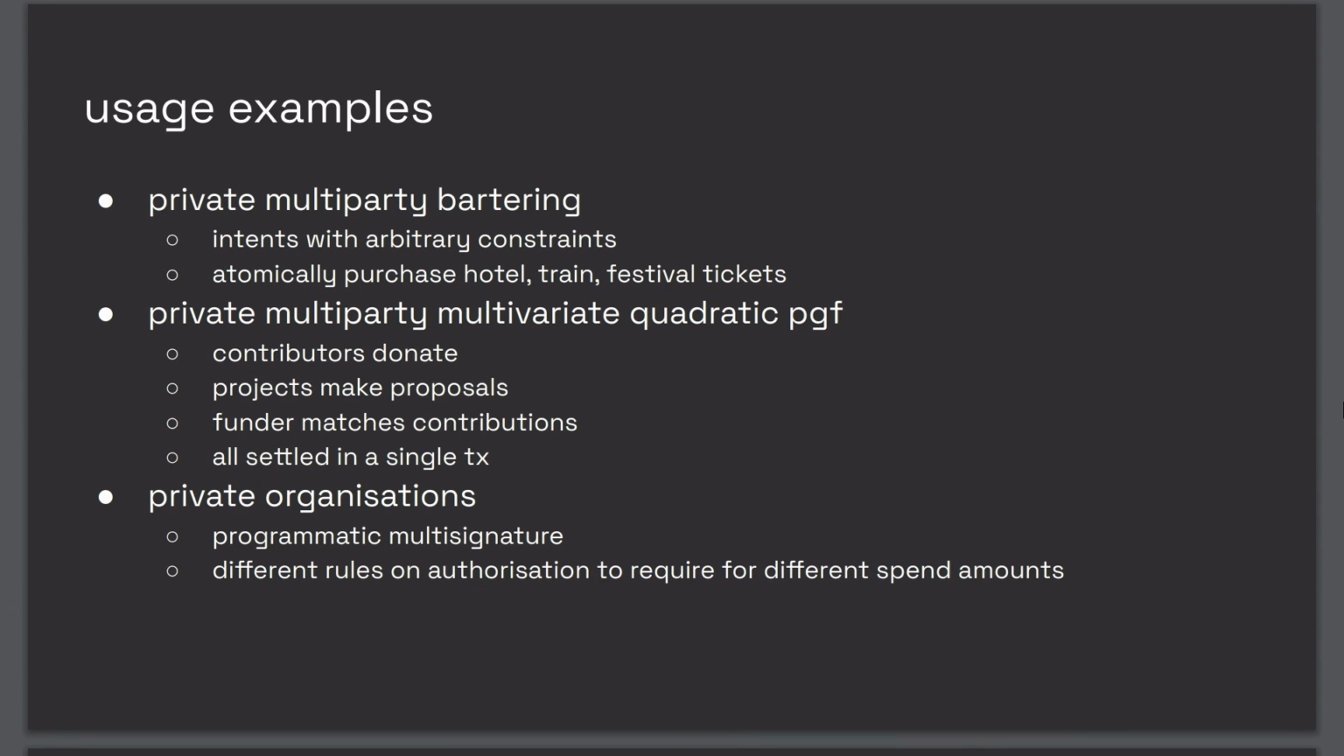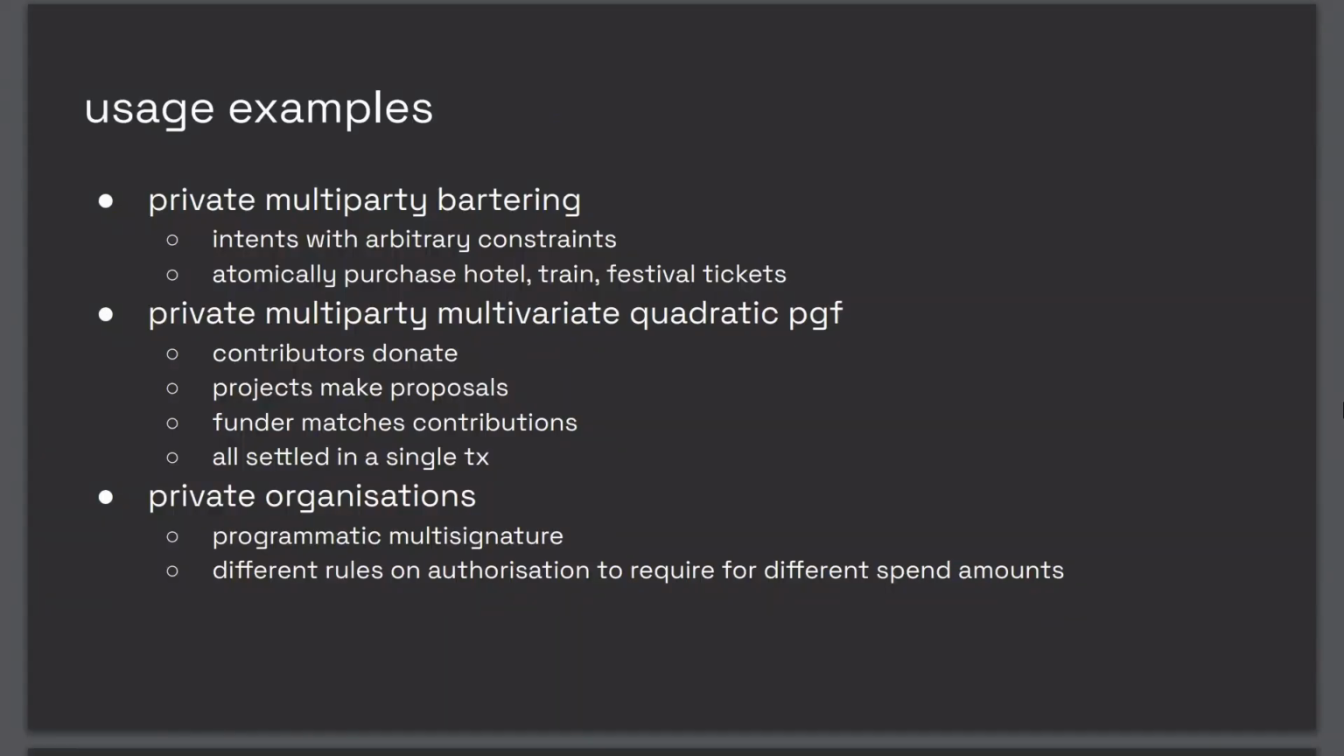Which means Taiga can be used, in this general sense, for a lot of different things. It can be used for private multi-party bartering, like I gave an example of. So intents, which have arbitrary constraints, let's say you want to, I know it's overblown, but you want to atomically purchase hotel, train, and festival tickets. I really do have friends who've occasionally failed to atomically purchase these things. And you want to do so in private. You could use Taiga for that.